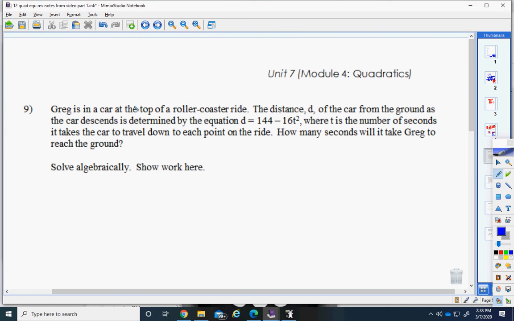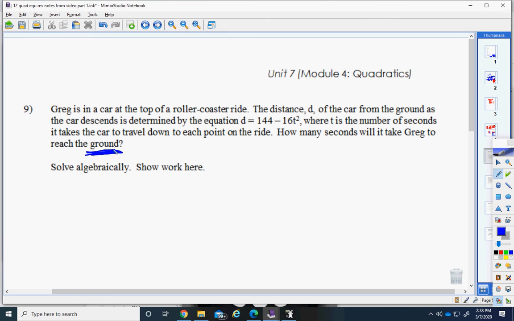Greg is in a car at the top of a roller coaster ride, and the distance d of the car from the ground as the car descends is determined by that equation, where t is the number of seconds it takes the car to travel down to each point on a ride. How many seconds will it take Greg to reach the ground?